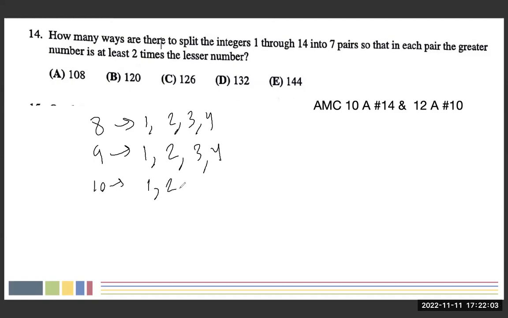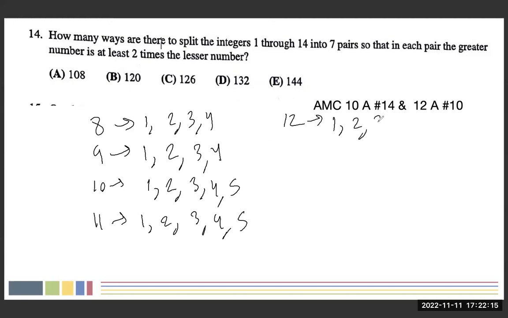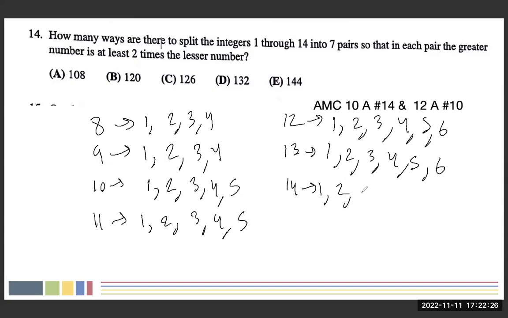And if we list this out, we see that 10 can be paired with 1, 2, 3, 4, or 5. 11 can be paired with 1, 2, 3, 4, or 5. 12, I'll just write it over here, can be paired with 1, 2, 3, 4, 5, or 6. 13 can be paired with 1, 2, 3, 4, 5, or 6. And 14 can be paired with 1, 2, 3, 4, 5, 6, 7.